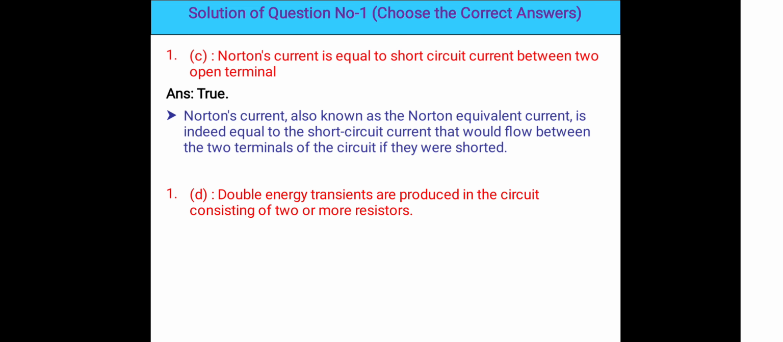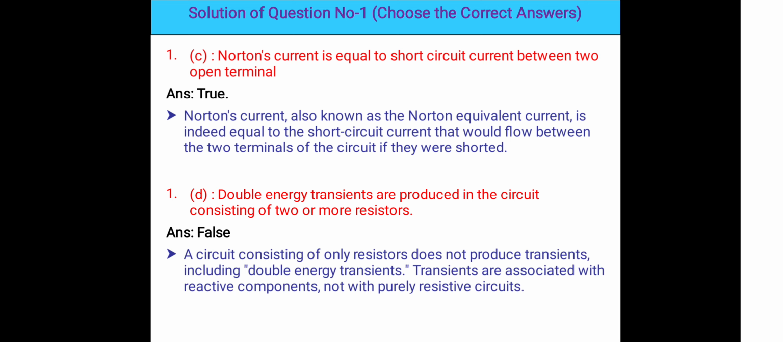The next question: double energy transients are produced in a circuit consisting of two or more resistors. This statement is false because a circuit consisting only of resistors does not produce any transient, including double energy transients. Transients are associated with reactive components, not a purely resistive circuit. So remember this point. Double energy transients are never produced in a circuit consisting of two or more resistors, because resistive elements do not produce any transient. Only reactive components produce transients.